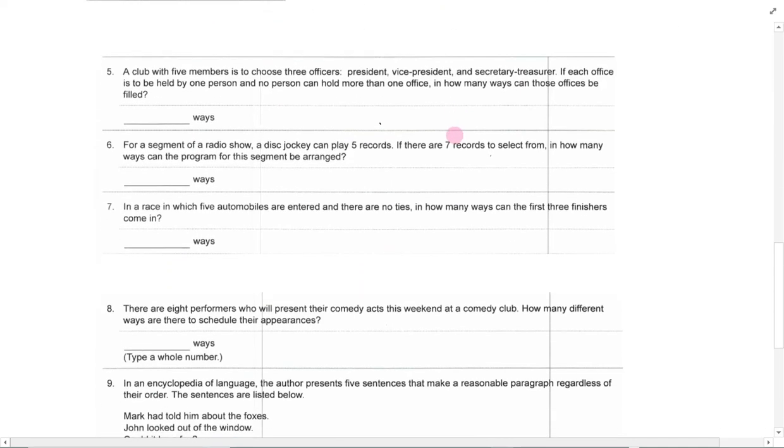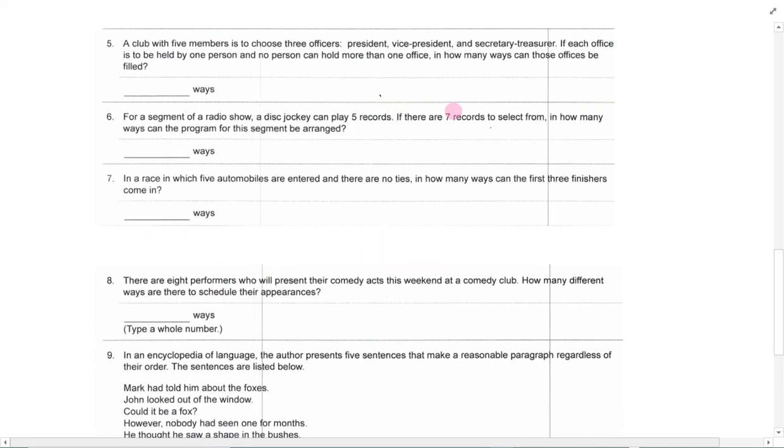Let's look at number 5. The word problems make you think about why order matters, I hope. It says a club with 5 members is to choose 3 officers. First person chosen is president, second is vice president, third is secretary-treasurer. Each is to be held by 1 person. No person can hold more than 1. In how many ways can those offices be filled?